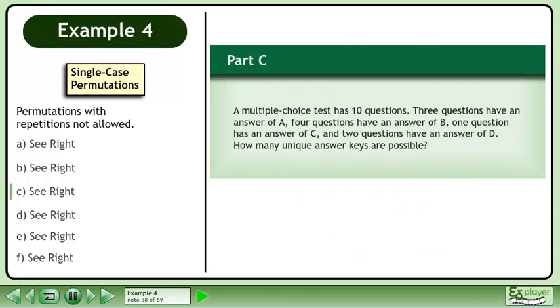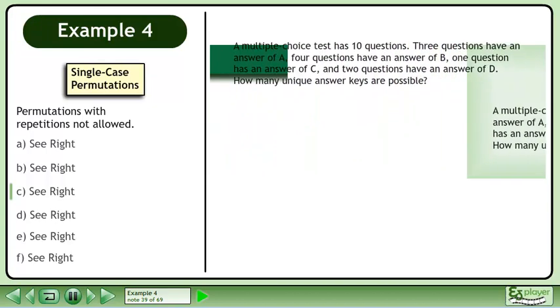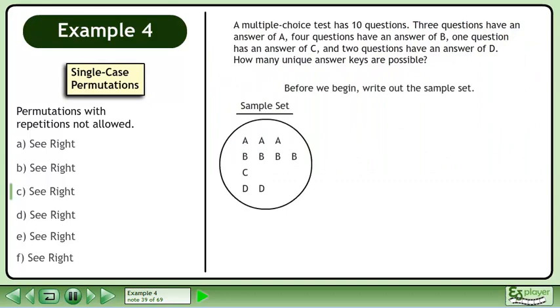Now we'll move on to part C. A multiple choice test has 10 questions. 3 questions have an answer of A, 4 questions have an answer of B, 1 question has an answer of C, and 2 questions have an answer of D. How many unique answer keys are possible? Before we begin, write out the sample set.